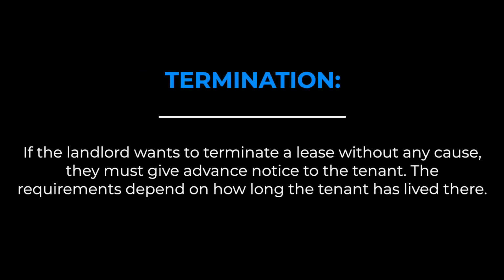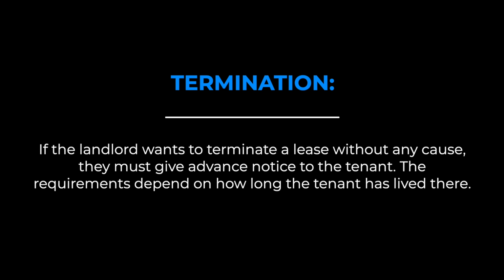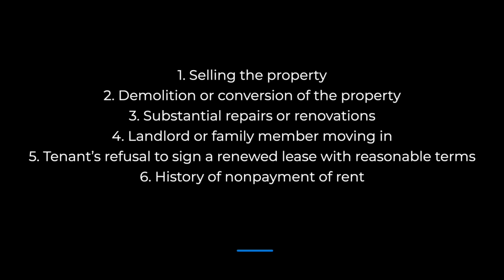Termination. If the landlord wants to terminate a lease without any cause, they must give advance notice to the tenant. The requirements depend on how long the tenant has lived there. For tenancies longer than 1 year, 90 days notice must be given to the tenant. Additionally, the landlord must generally cite one of the following justifications: selling the property, demolition or conversion of the property, substantial repairs or renovations, landlord or family member moving in, tenant's refusal to sign a renewed lease with reasonable terms, or history of non-payment of rent.